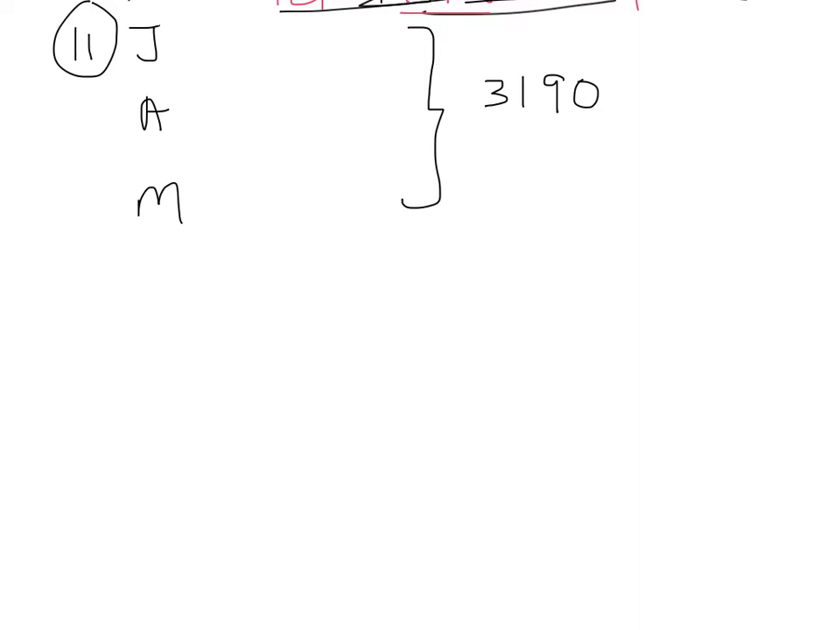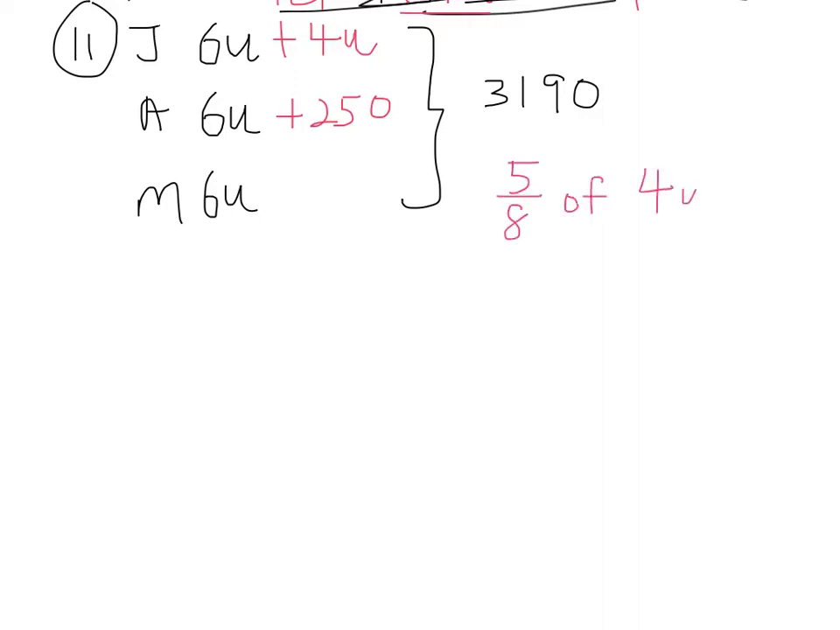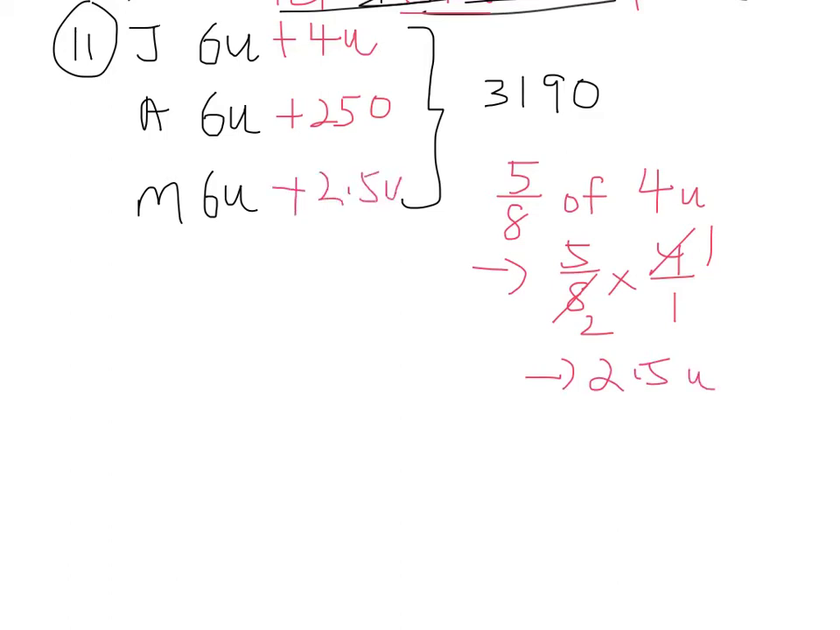If James spent 40%, he will be left with 60%, which we put as 6 units. And the question states that after spending, all the children had the same amount of money left. So Andy will have 6 units, Mary will have 6 units too. Now let's work backwards a bit. James actually spent 40% of his money, which is 4 units. Andy actually spent $250. How about Mary? Mary spent 5/8 of what James spent, which means she spent 5/8 of 4 units. Okay, this will be 5/8 times 4/1, cancel. 2.5 units. So this is plus 2.5 units.